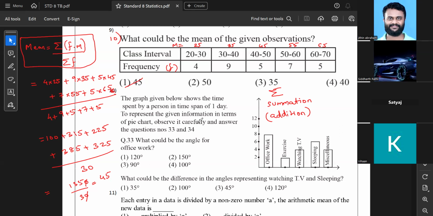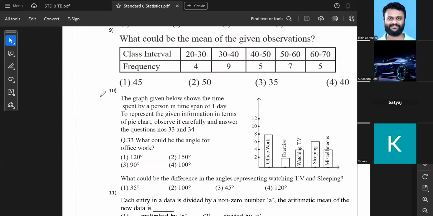This answer is 10, the first one. Proceeding to the next one, that is the 11th one.